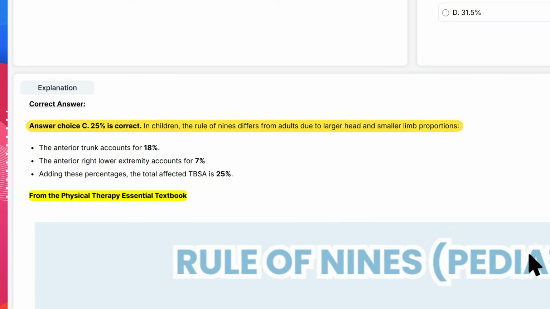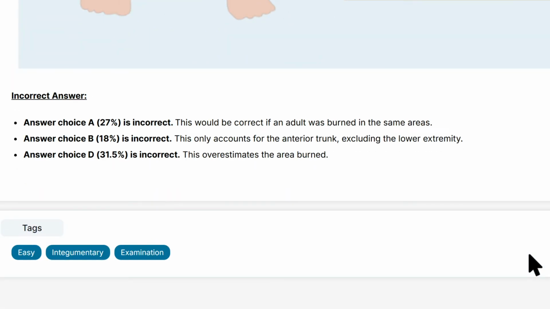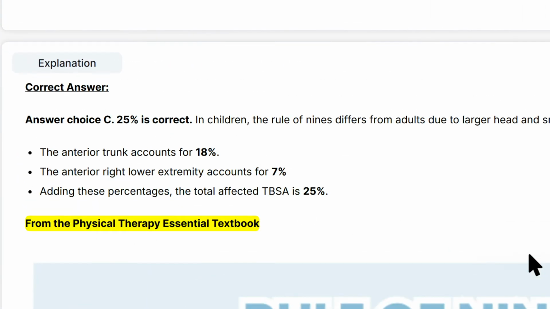At Typical PT, we pride ourselves on our explanations. We try to provide really detailed explanations explaining why the question is correct and explaining why the incorrect answers are incorrect and in what instances they would have been correct. So let's take a deep dive into this question. As you can see in this explanation, as we said prior, the anterior trunk accounts for about 18%, the anterior right lower extremity accounts for about 7%, meaning that the child has burned about 25% of their body according to the rule of nines.